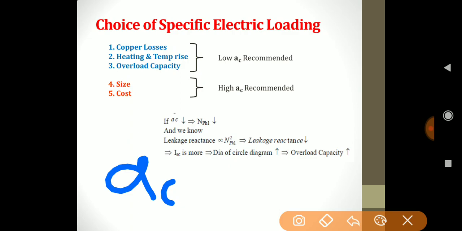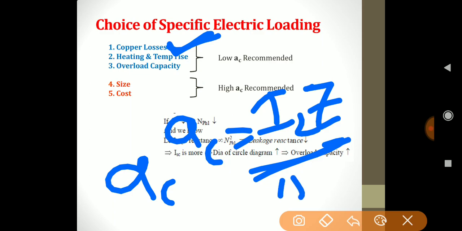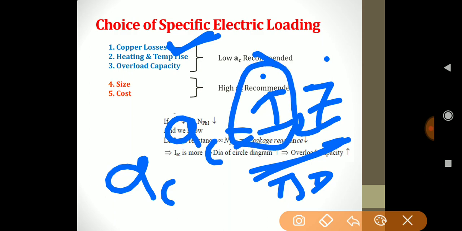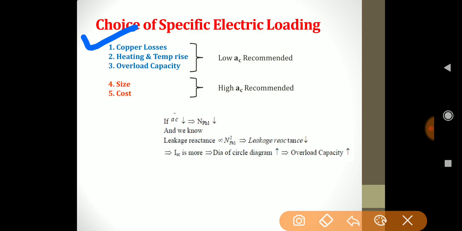If you want copper losses to be less, see, the formula of AC, if you remember, is Iz into Z divided by pi d. So Iz into Z is ampere conductors per unit periphery, right? Copper losses are dependent on the current. If you have high value of AC, it means you have to increase the current. If current increases, the losses increase. So in order to have low copper loss, it is recommended to have low value of AC.